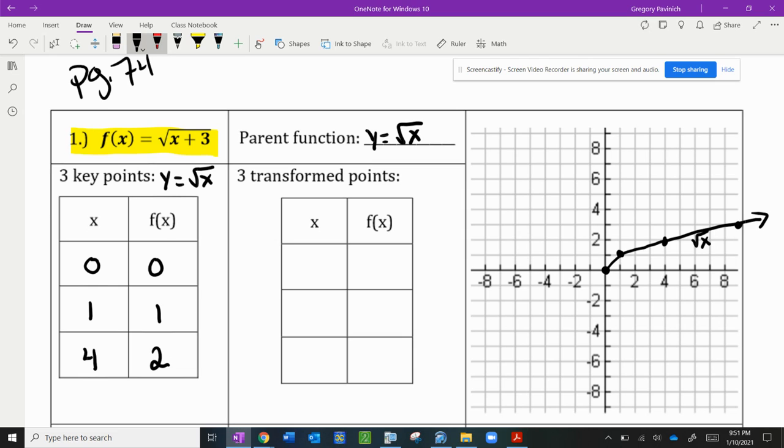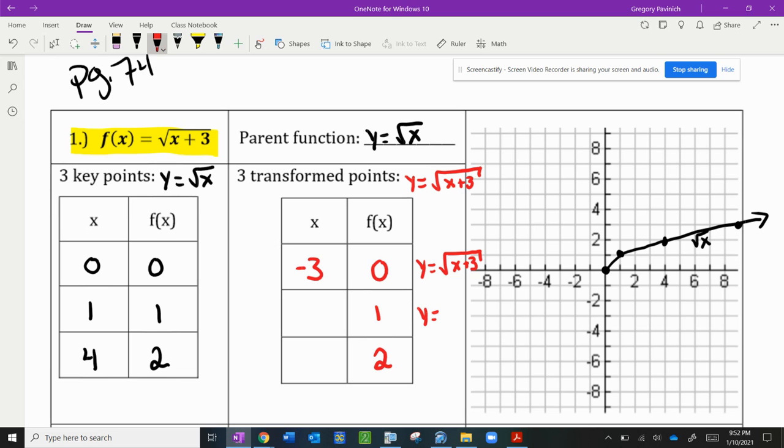Now what I'm going to do is figure out my transformed points. But this time, instead of plugging in the same 3 points, I want to output the same 3 y values. So I'm going to have to think to myself, what number do I plug in for x to make 0 so that when I square root this, my output is 0. So I notice -3 plus 3 causes the number underneath the radical to be 0. So my x value is -3.